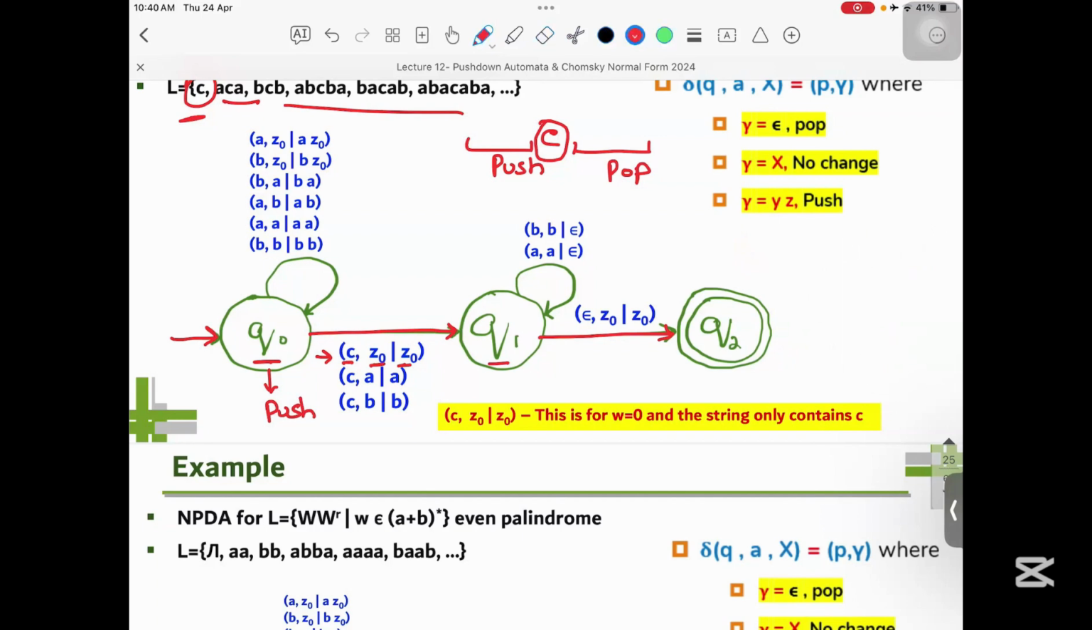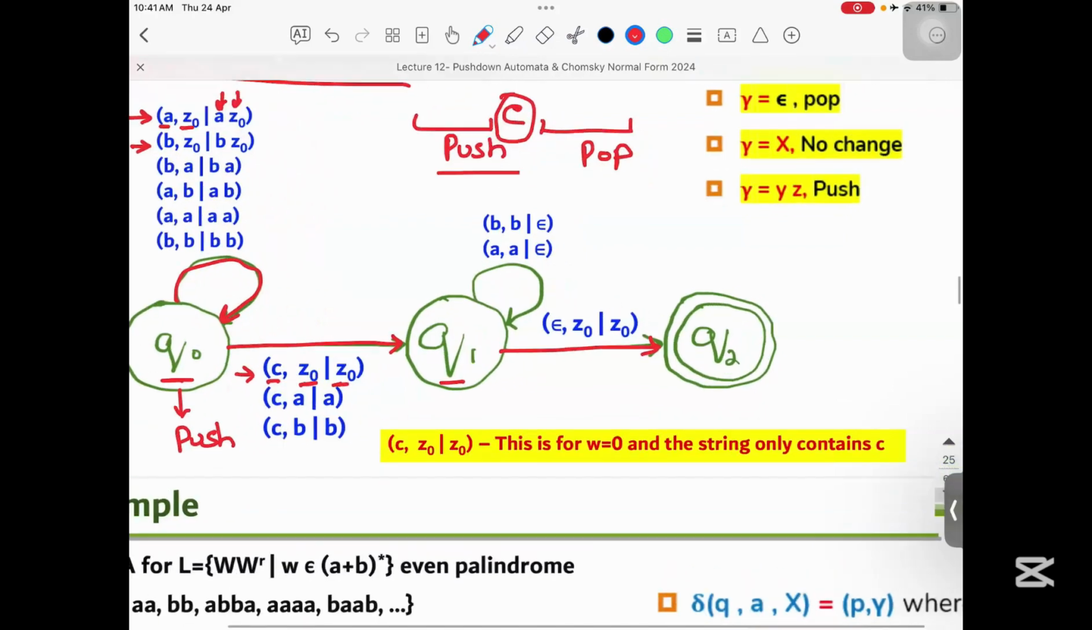For example, it is ACA. So I will do this A with Z0 inside the stack. This is Z0, the input is A. What you need to do is push, so for the push we define a loop: keep A, add A in the stack, and Z0 is already there. It might be A, it might be B. As I told you, before C, whatever you have, either A or B, you have to do a push.